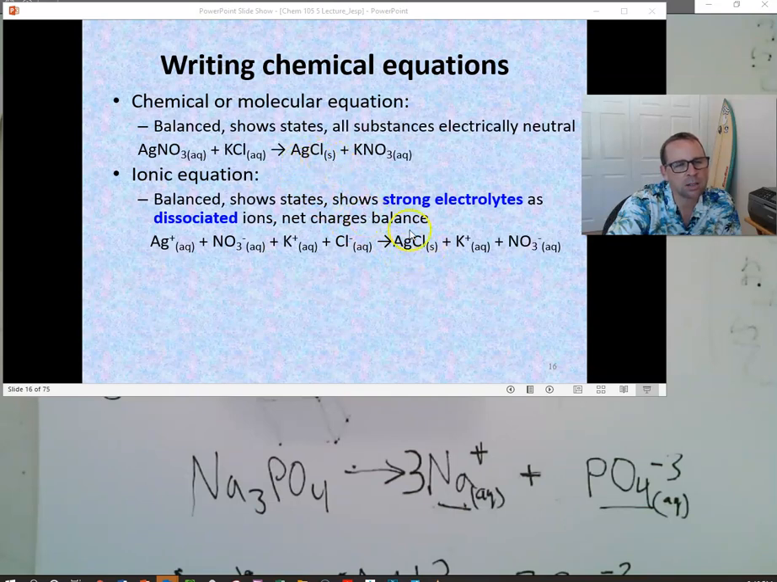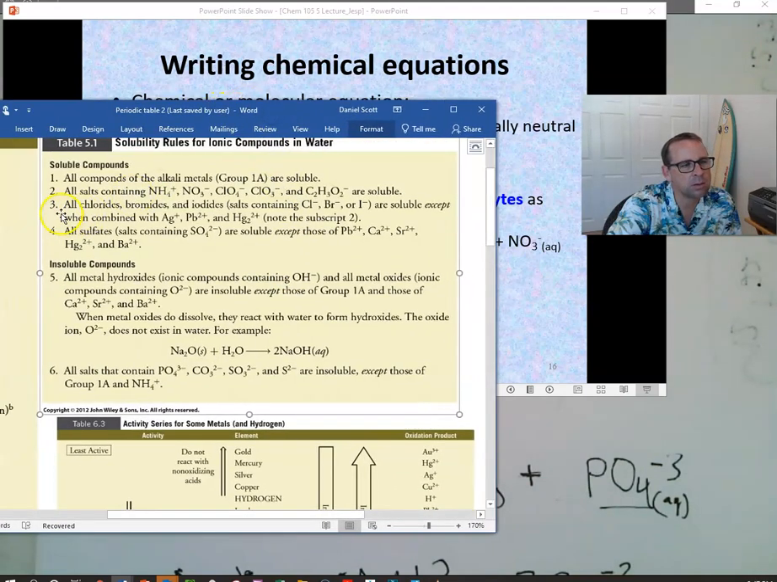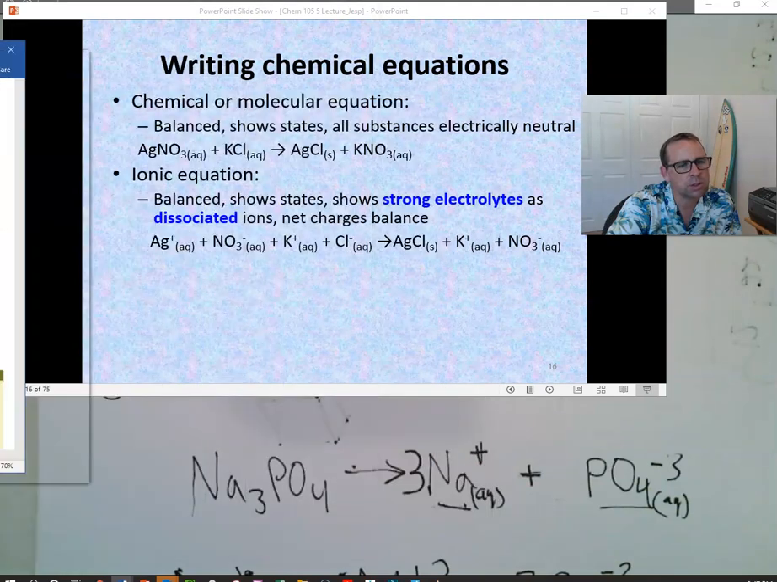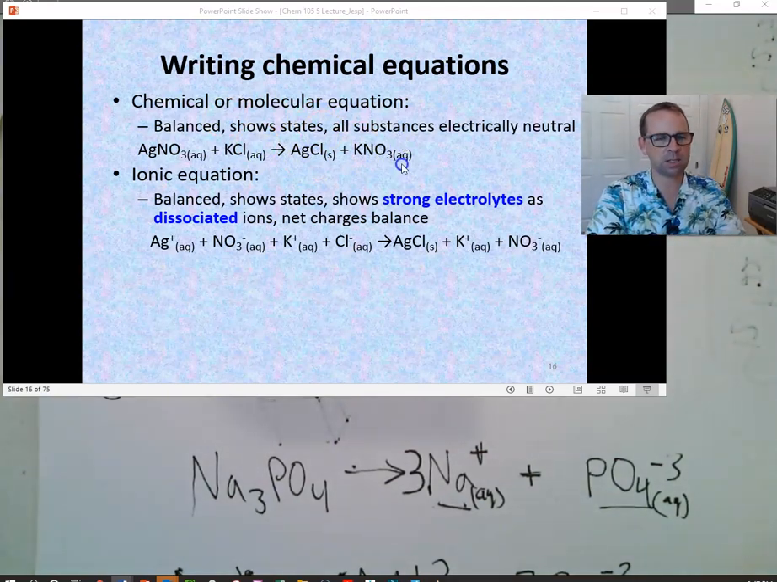It's together because it's not soluble. It doesn't dissolve in water. And we could verify that. We could look at our solubility rules and remind ourselves that Rule 3 says chlorides are soluble except silver, lead, and mercury. So silver chloride is not soluble. But KNO3 is, that aqueous sign means it is soluble, and so I write that as ions, potassium ion and a nitrate ion.